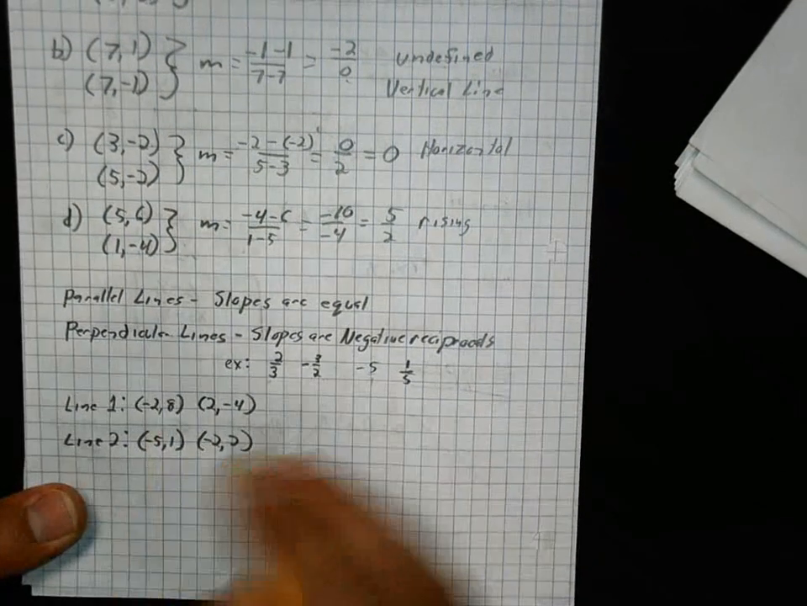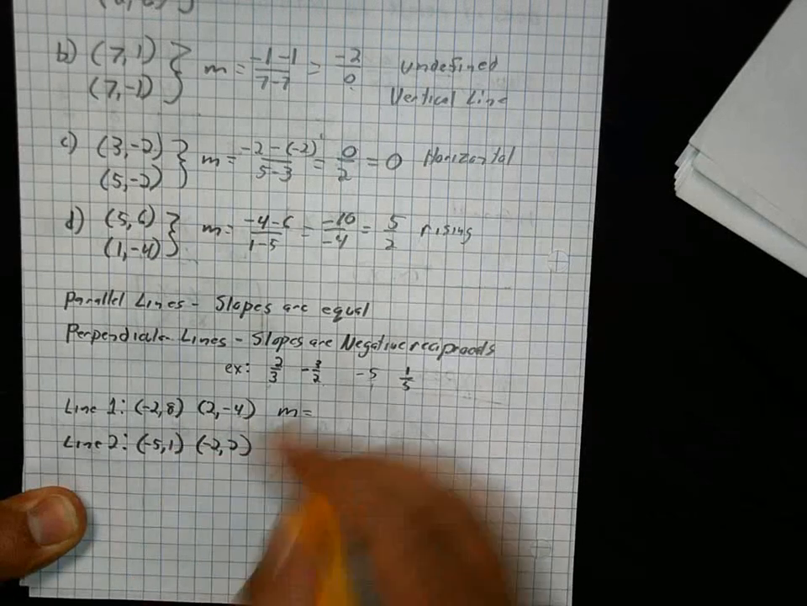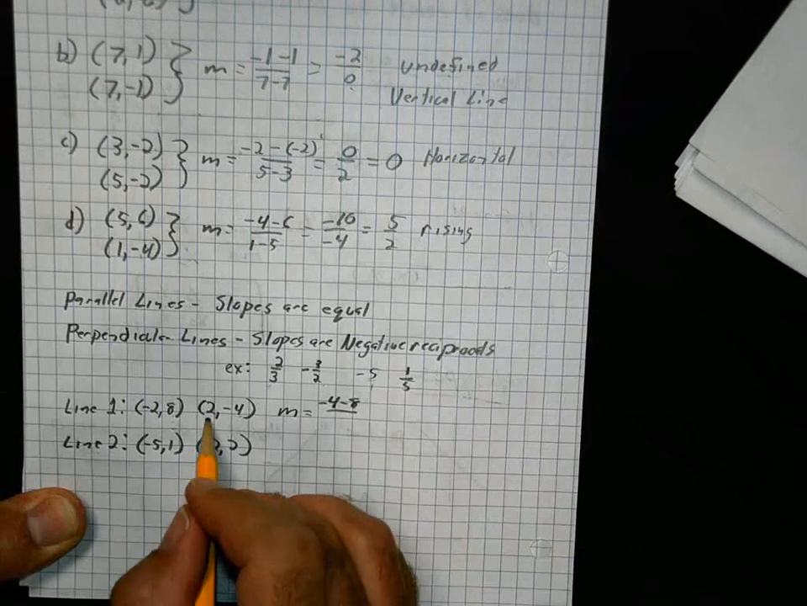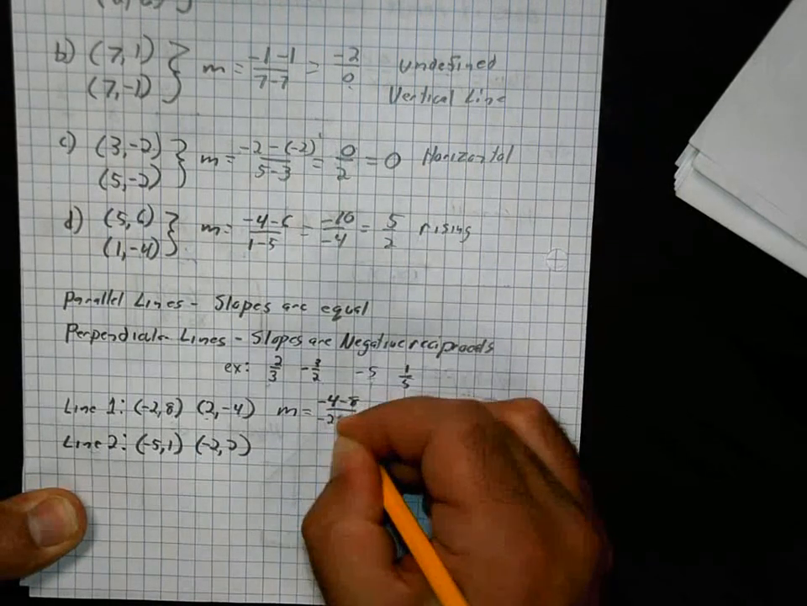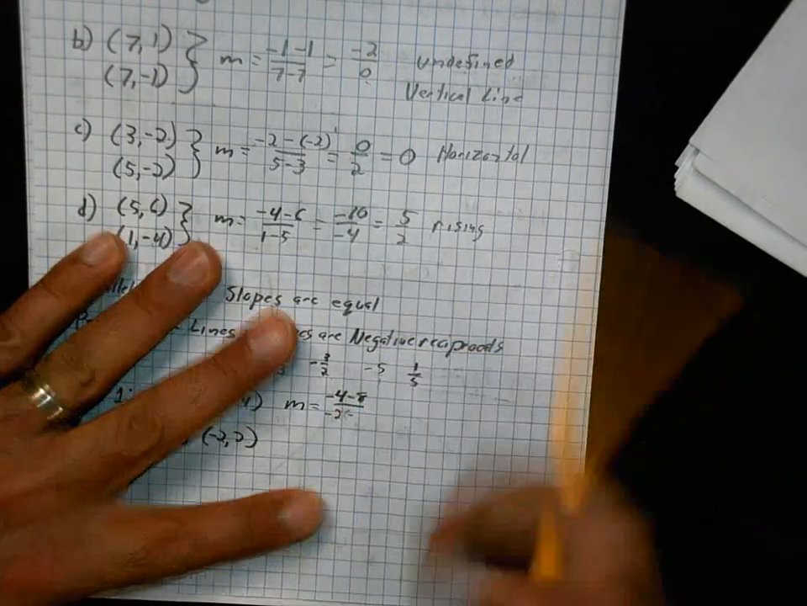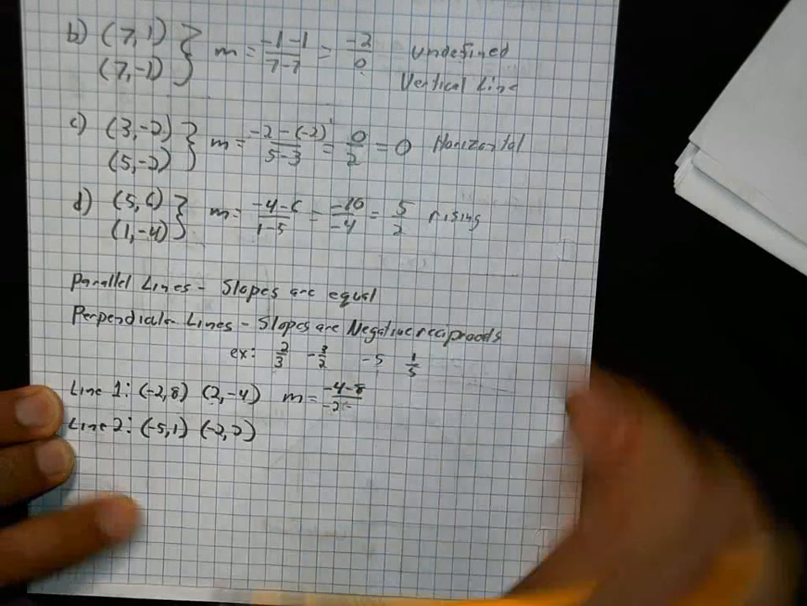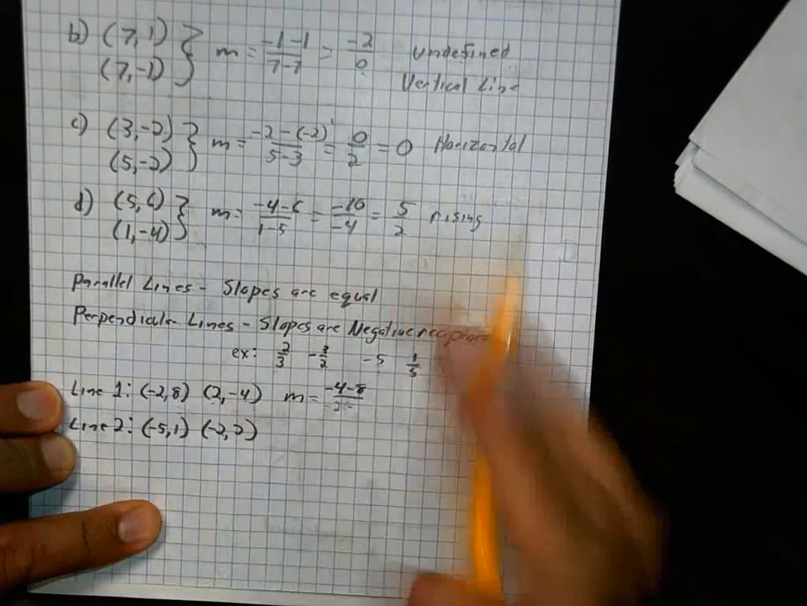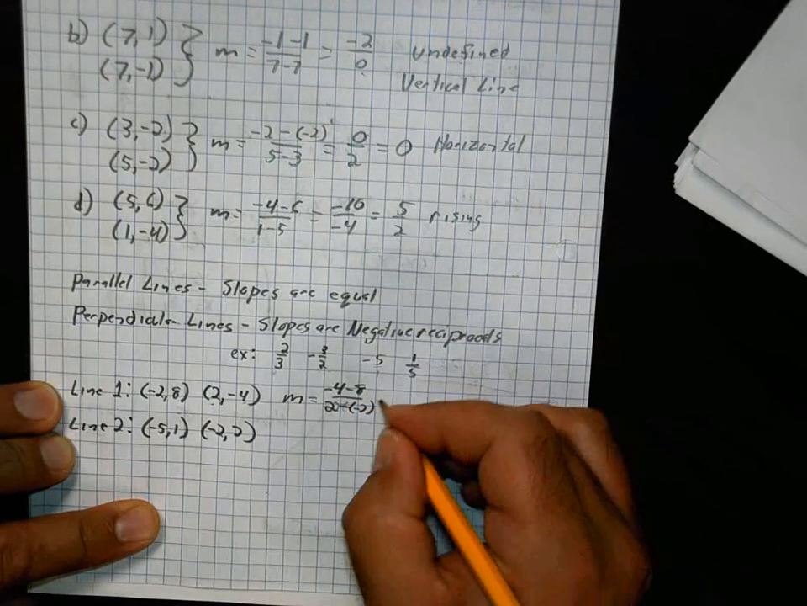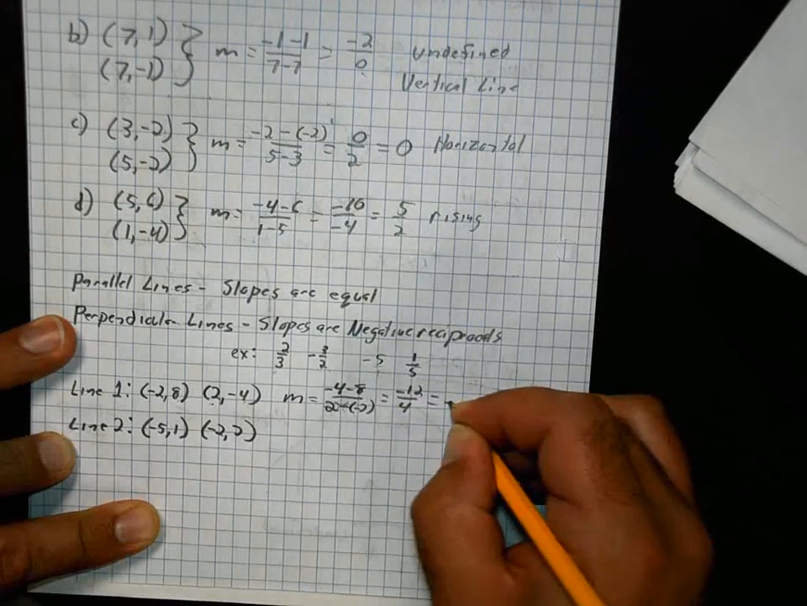So let's see. Let's find the slope of the first one. So y2 minus y1, -4 minus 8, over 2 minus -2. Oops, excuse me, goofed up. 2 minus -2. Okay, so that'd be -12 over +4, which is -3.